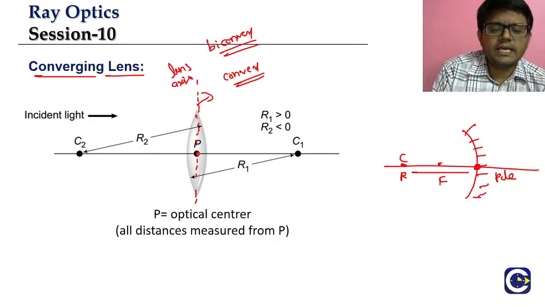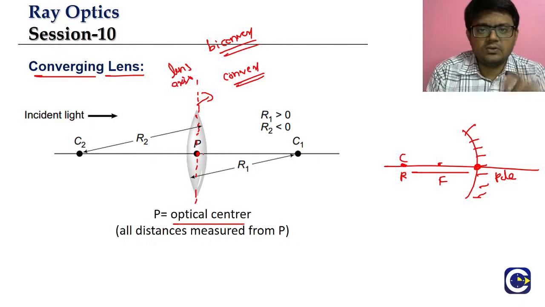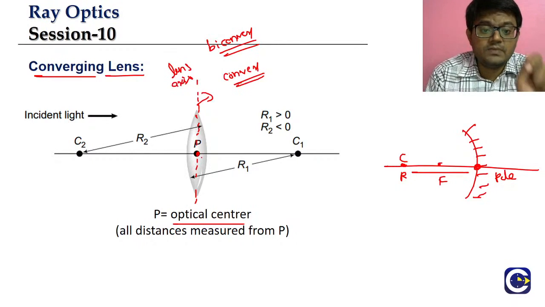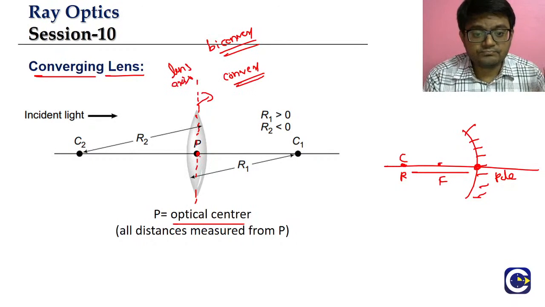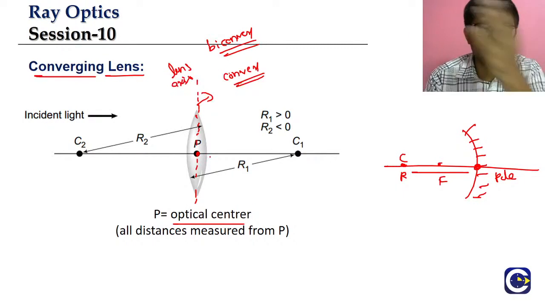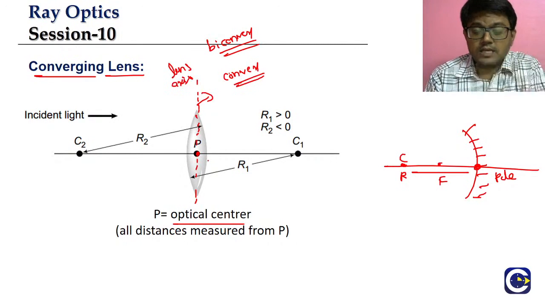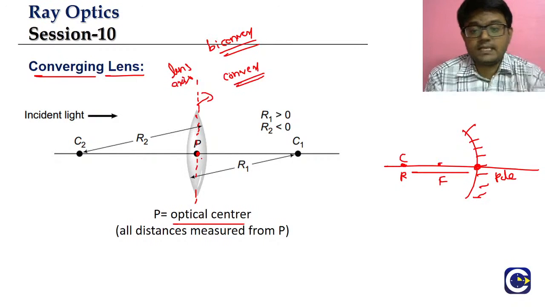Okay, so here the optical center is basically the midpoint or the point of symmetry for the lens. And whenever we are measuring the distances, we are going to be measuring the distances from this optical center, all the distances. In case of mirrors, all the distances we measure from where? Pole. Here we'll measure all the distances from the optical center.